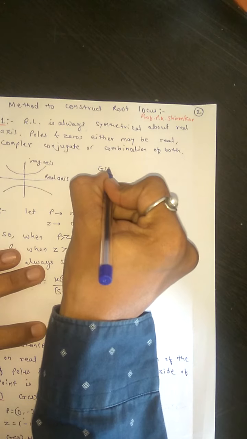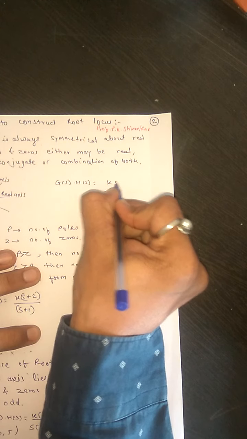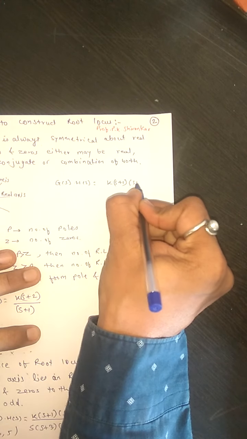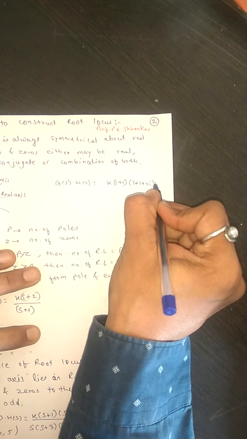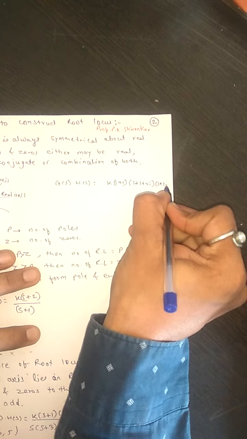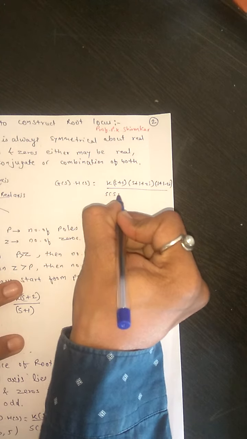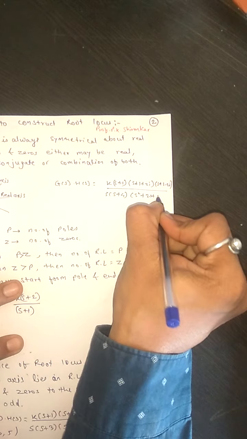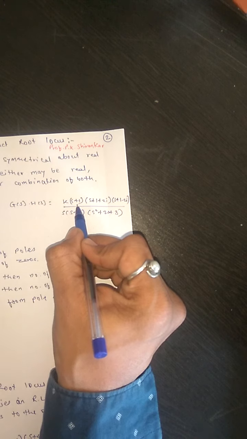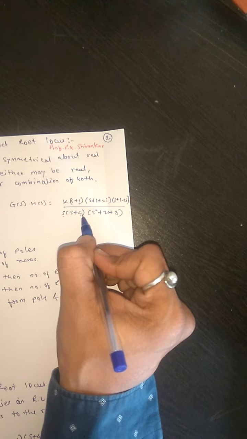That means your question may look like H(s)G(s) equal to, suppose, K(s+1)(s+1+2i)(s+1-2i), and poles may be like s, or s+4, or s²+2s+3. In this example, s+1 or s+4 are real poles and a real zero.